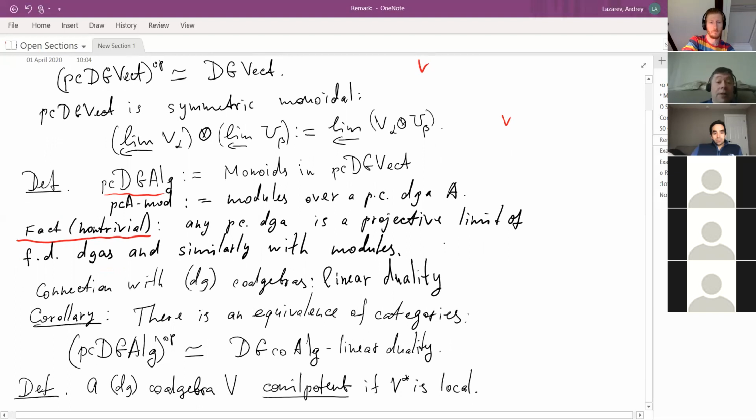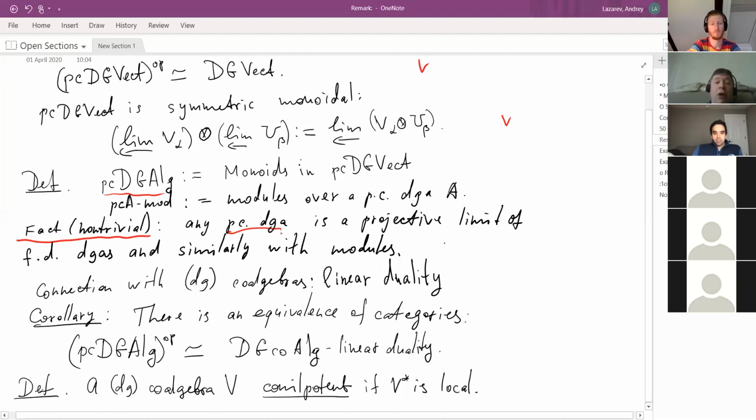Right. There's a non-trivial fact, non-trivial because it uses associativity in a very essential way. Any pseudo-compact differential graded algebra is a projective limit, inverse limit, of finite dimensional differential graded algebras, and similarly with modules. You might think that it's kind of the definition already, but no. I think you can see that the difference is there. It's subtle, but it's there.